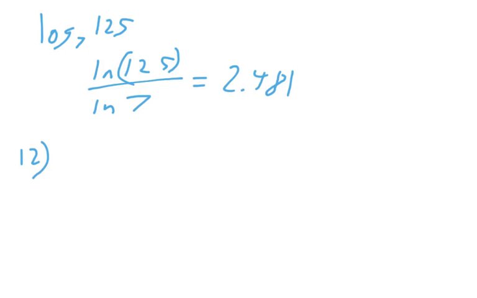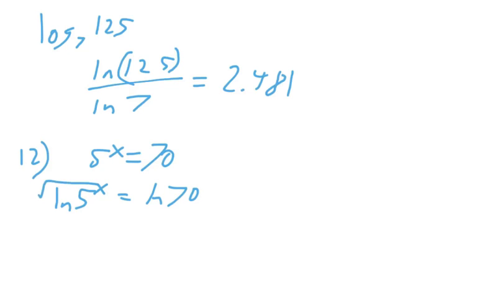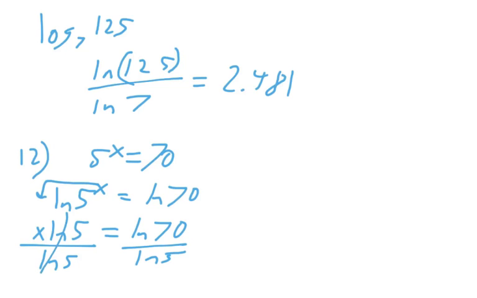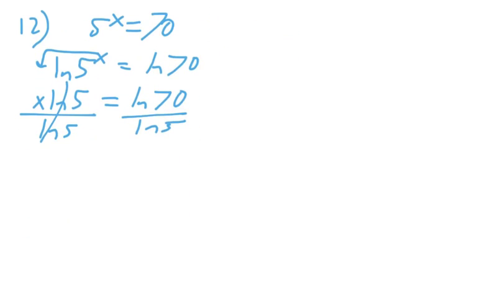For problem number 12, we have 5 to the x equals 70. So we take the natural log of both sides so that we can bring the x down. And then I divide both sides by the natural log of 5. And so the natural log of 70 divided by the natural log of 5 is x equals 2.64.